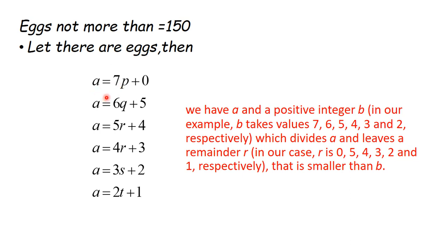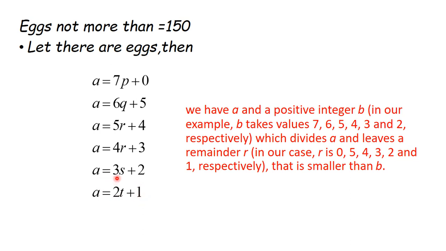Then if I counted in pairs, then 1 will remain. If a is equal to 2t plus 1. Okay, so how many pairs are here? Here are t pairs. After we are having t pairs, 1 remainder will be there.